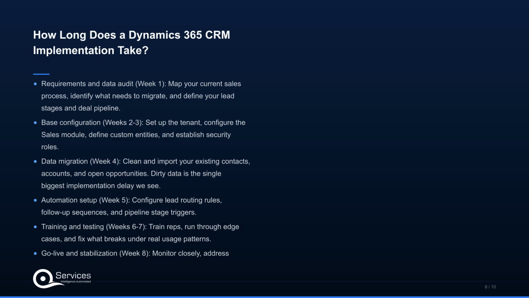Next up, moving on to how long does a Dynamics 365 CRM implementation take? The honest answer, it depends on how much you customize and how clean your existing data is. For a standard Dynamics 365 CRM implementation for an SMB with 10 to 25 users, here's a realistic timeline. Total, 6 to 8 weeks for a well-managed Dynamics 365 CRM implementation. Teams that try to DIY it without prior Dynamics 365 implementation experience typically take 12 to 16 weeks and end up with a configuration that doesn't match how they actually sell.